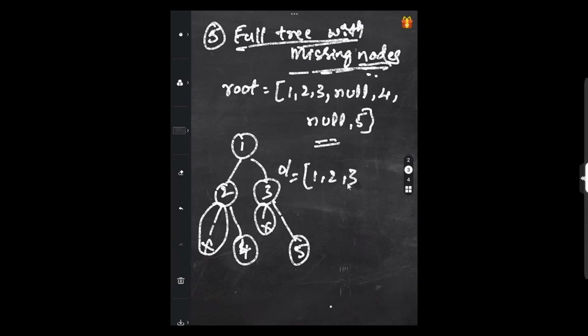1, 2, 3, same thing. Null, 4, null, 5. So these are the edge cases that we need to consider here.